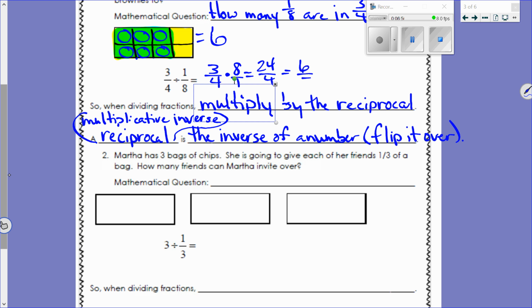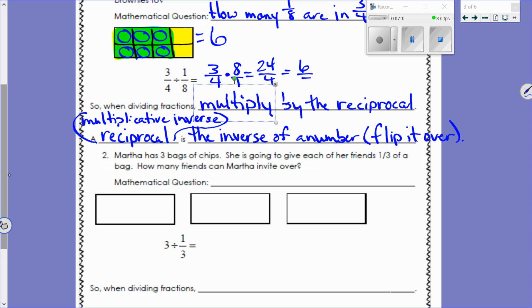It's kind of like saying add or sum. Same deal, right? There's two different ways to say it mathematically. Same thing here. Multiplicative inverse and reciprocal. Both ways of saying the inverse of a number, or in other words, flip it over. So is everyone okay with our first example?